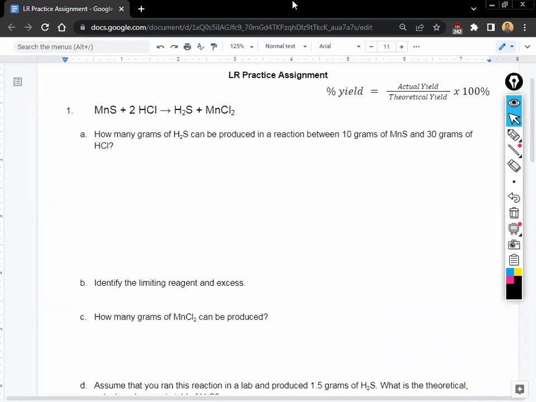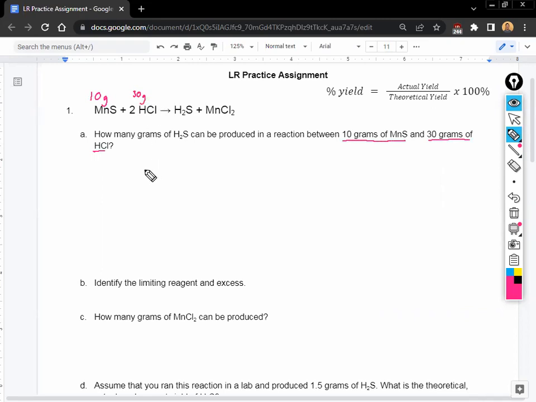Okay. Last time we met, we talked about limiting reagents. Basically, what do we do when we have multiple starting numbers? So if you look, we start this problem with two numbers. We start with 10 grams of MnS, so we got 10 grams of this guy, and then we have 30 grams of HCl.